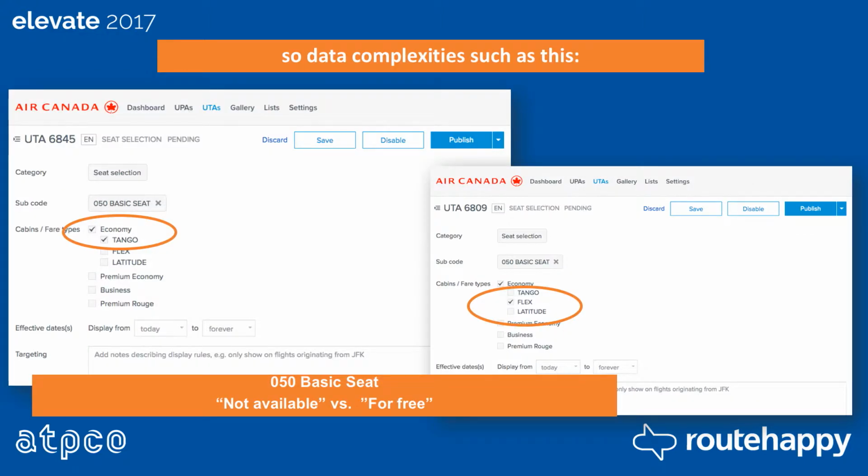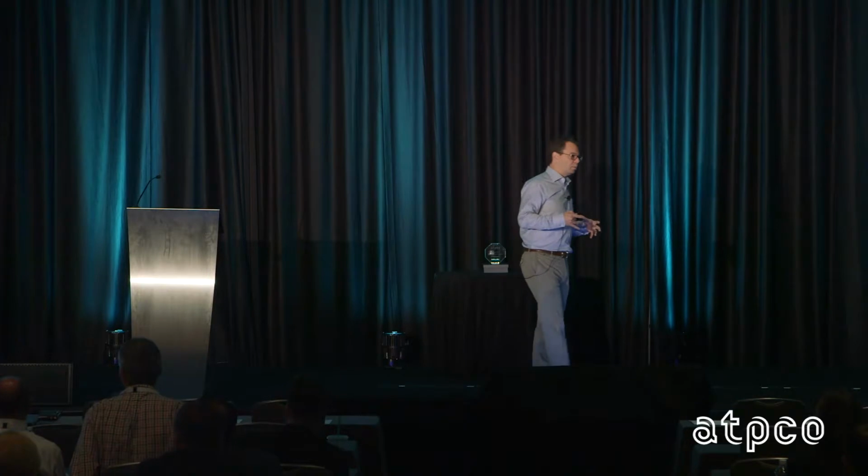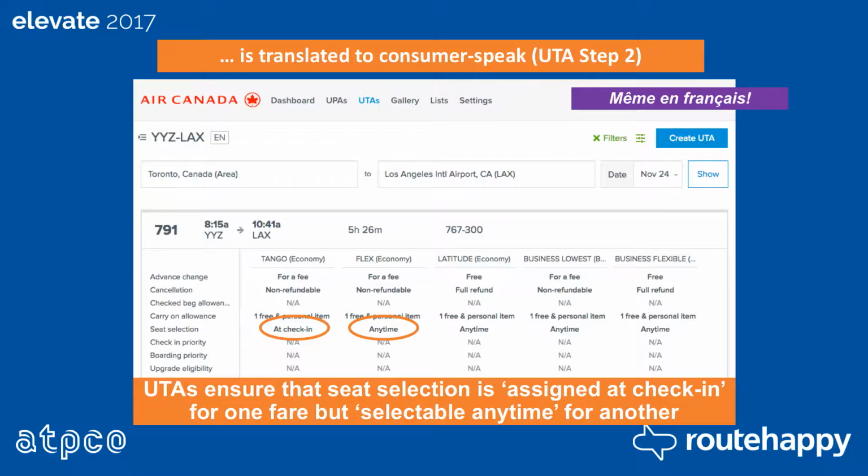The people in this room will understand that 050 basic seat, not available, means I can't get it in the lowest fare class, and I can get it in the higher one. Our moms, our dads, our friends, people generally don't understand that. So we want to take all that data complexity, clean it, normalize, ingest it, so it becomes really understandable by consumers. So step 2, make it very clear that in this case, seat selection in Tango means you get your seat assigned at check-in, versus in Flex, it means you can pick that seat at any time. And of course, the content has to be translated.